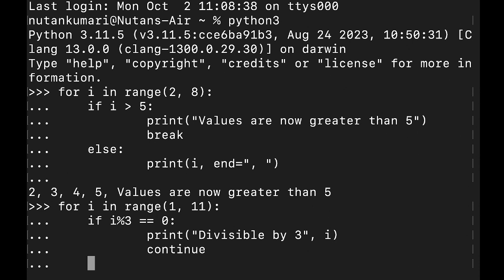But that else is not required. Since we will continue directly, after that we can print, because those numbers which are not divisible by 3 will automatically come to this statement. And you can print not divisible by 3 like this, and then you can print the number as well if you want.